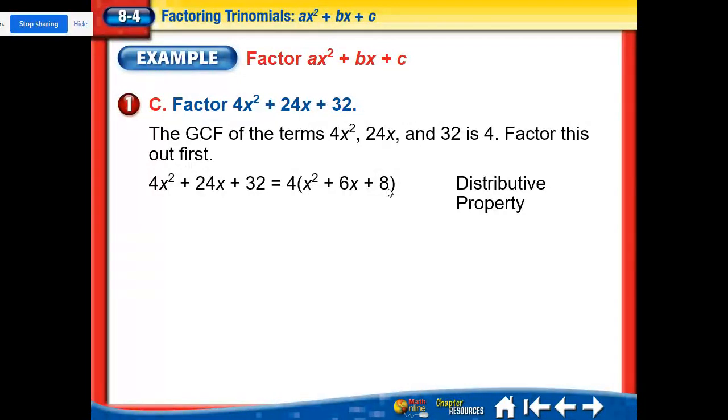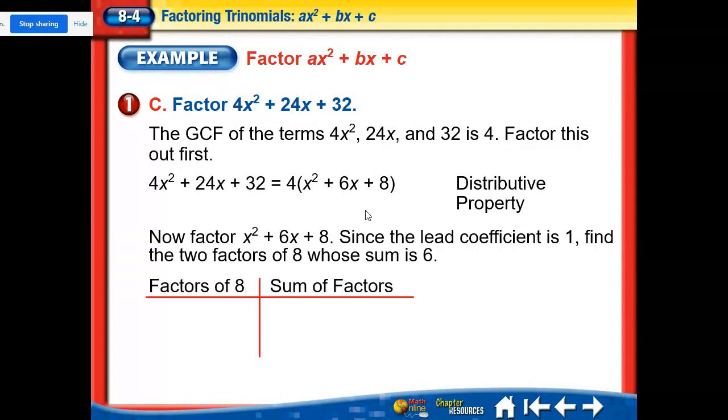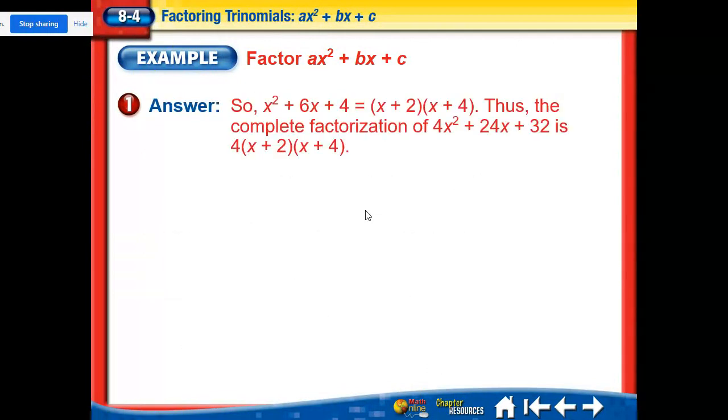And so now I'm just looking for the combination that multiplies to 8 and adds up to be 6. Well, that's pretty easy. That's 4 and 2. So I know right away that that's just 4 and 2. Don't forget to put the 4 there from the front. But that is how we can make our life a little bit easier by factoring first.